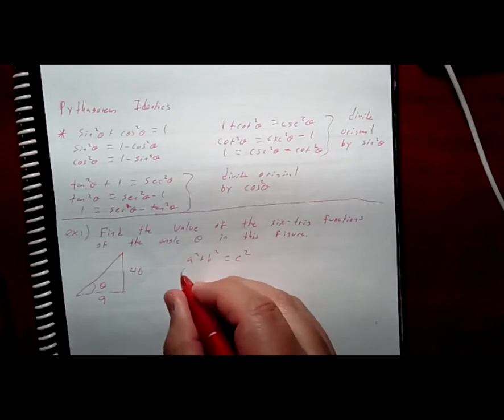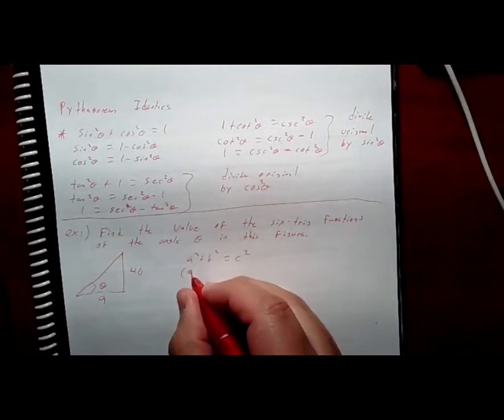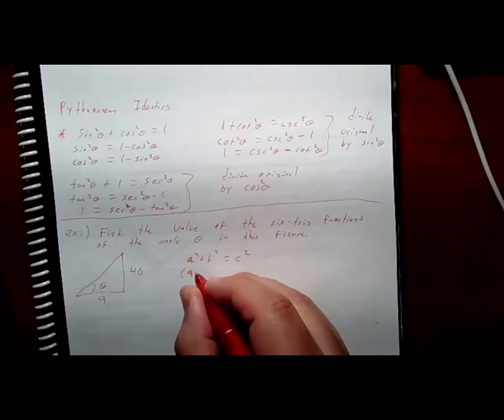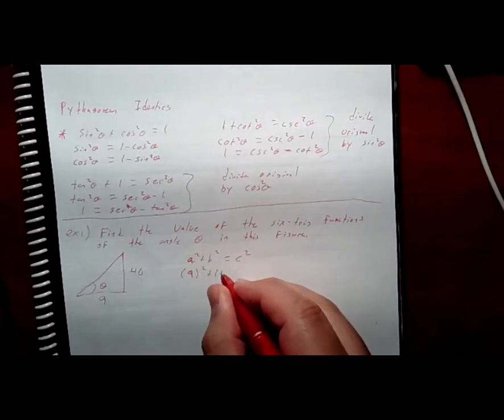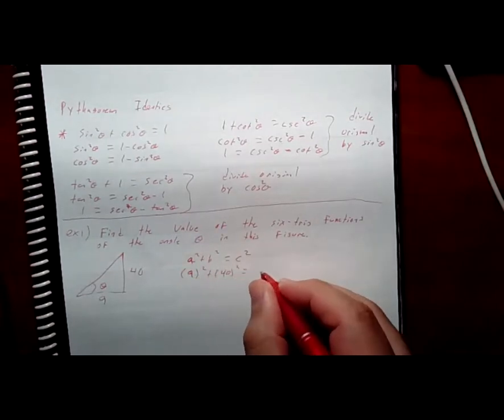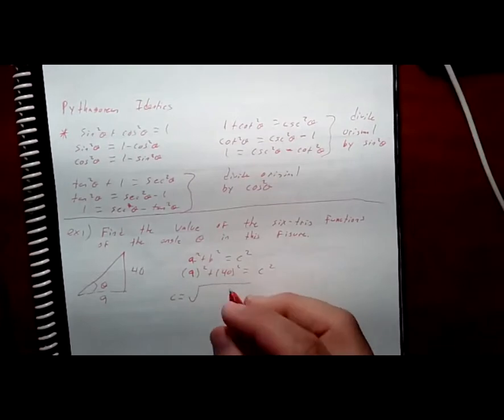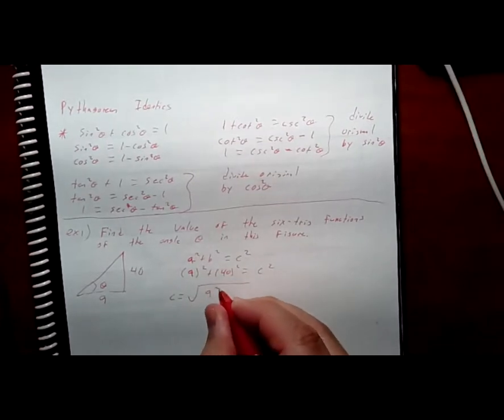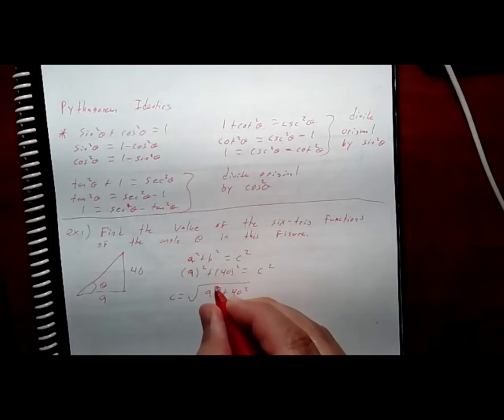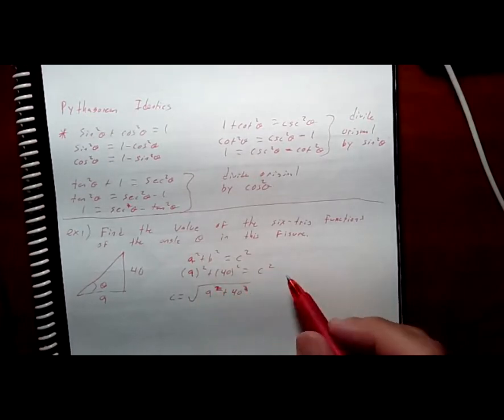So plug in the 9, plug in the 40 equal to C squared. So C will equal the square root of 9 squared plus 40 squared. I skipped an algebra step here. You guys okay with that? When I got from here to here?